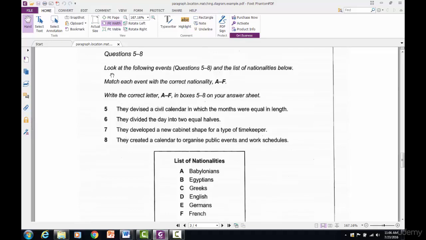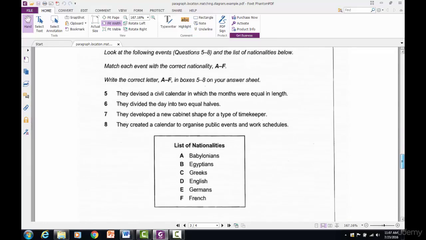For you to use a letter more than once, it has to explicitly say you have permission and the ability to do so. All right? That's what that means, and that's how we have to interpret that. Okay? All right, so we have our names here: Babylonians, Egyptians. So what we have to do, go find Babylonians, read the sentence where we see Babylonians, and then see if the information in the sentence is a match for 5, 6, 7, or 8.